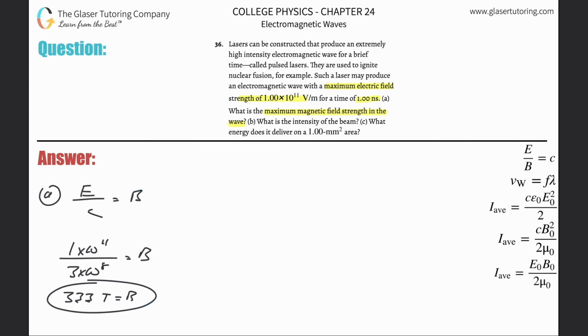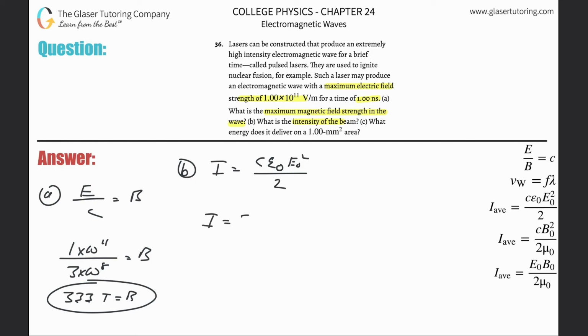Let's move on to letter B. What is the intensity of the beam? We can do this in a couple of ways. Why don't we just use the electric field strength that was given instead of the magnetic field strength, although we could, just in case we made an error. So the intensity is equal to the speed of light multiplied by the permittivity of free space multiplied by the maximum electric field strength squared, divided by 2.